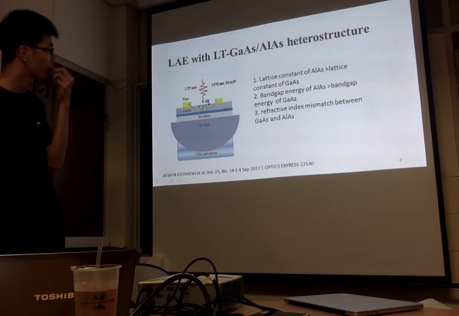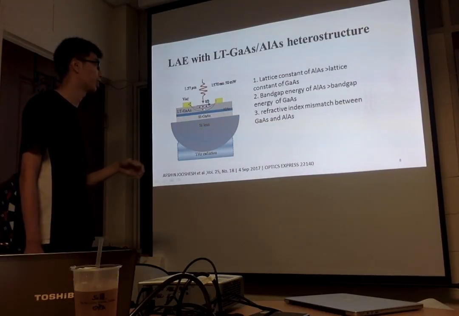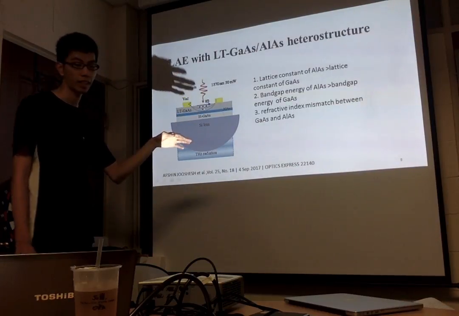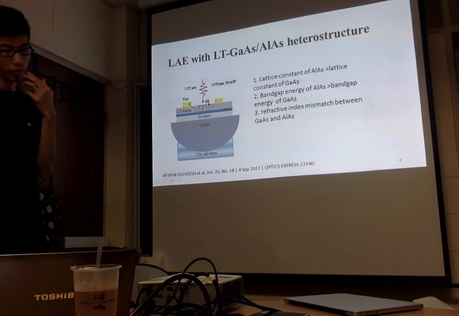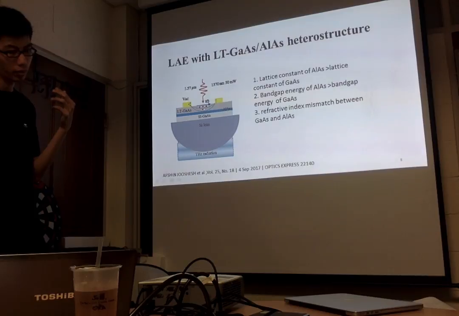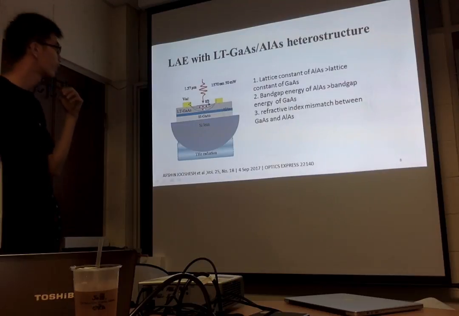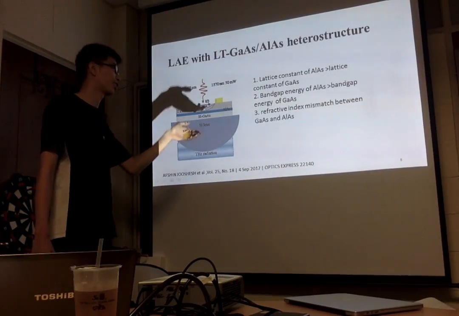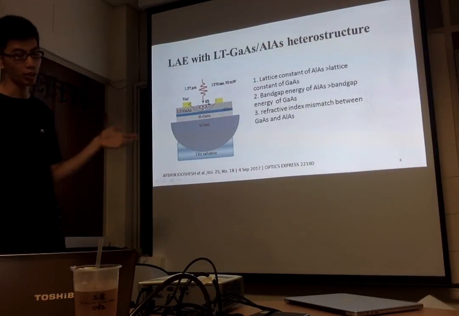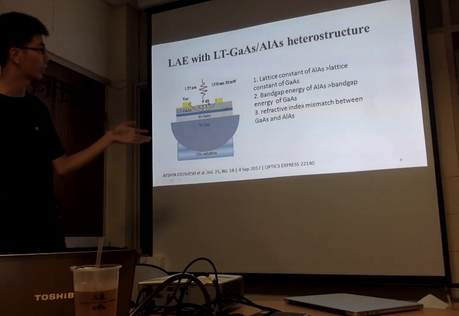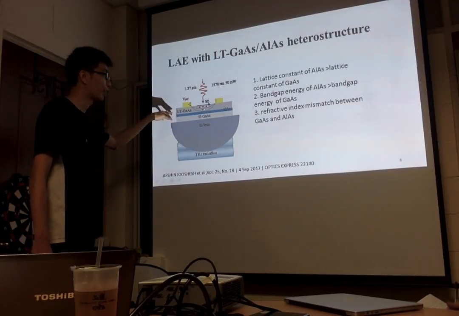The refractive index mismatch between the Genius line and the Arrhenius line causes reflection at the low LT Genius line and Arrhenius line interface.